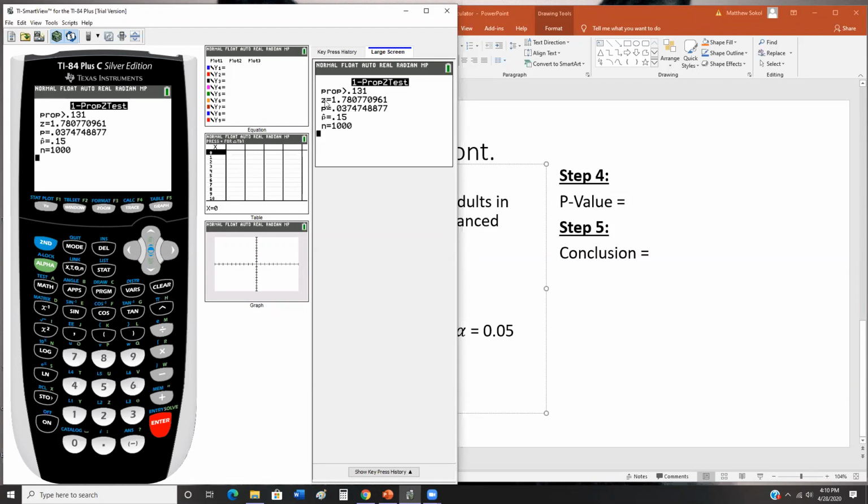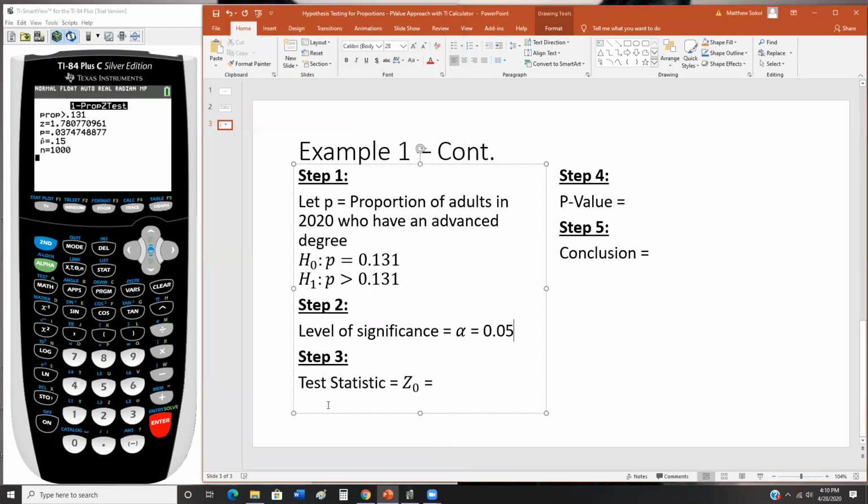So this gives you all the information you need right here. This z right here, z is equal to, that's the test statistic, 1.781. I'll just round it to 3 decimal places. This p under here, that's the p-value for the test. So that's 0.0375 when I do it.